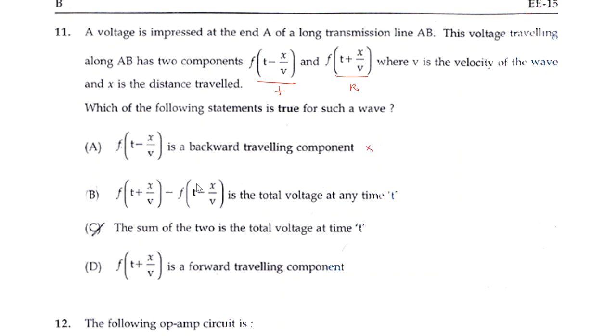f of t plus x by v minus f of t minus x by v is the total voltage, is wrong. And the last option, f of t plus x by v is a forward traveling component, is wrong, since it is a backward one. So the sum of these two is the total voltage at time t, which will be the right answer. So next, let's move to the question here.